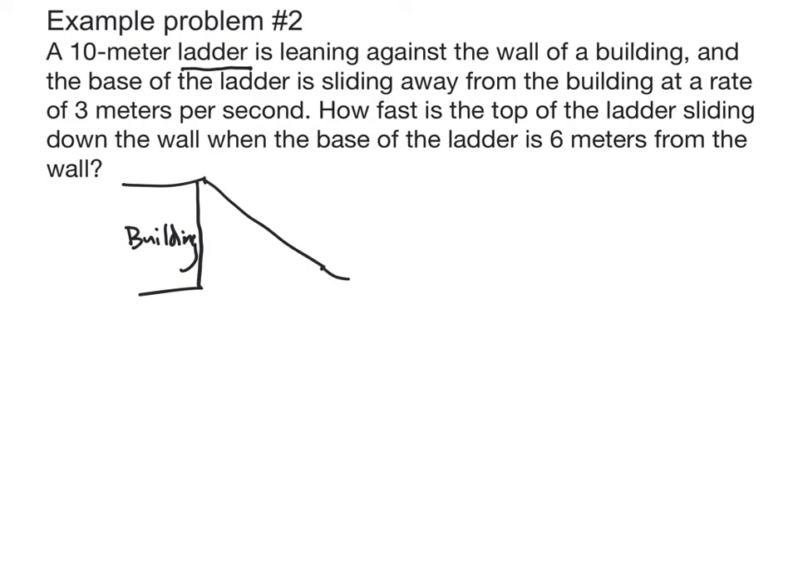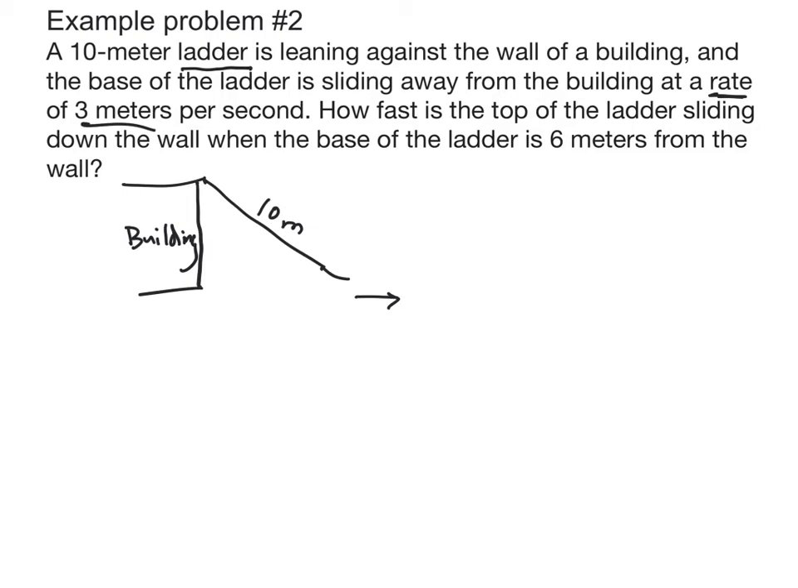Okay, it says it's a 10-meter ladder, so this means that the ladder is 10 meters. And the base of the ladder is sliding away. So what's happening is the ladder is going to slide away. And as the ladder slides this direction, it's going to slide right down against the wall. It will stay in contact with the wall the whole time. Okay, so it's sliding away at a rate. Ooh, there's a rate. Okay, and we'll come back to that. But it's sliding this way at a rate.